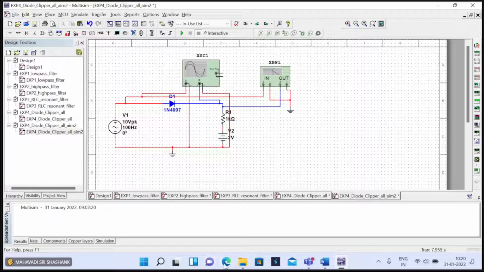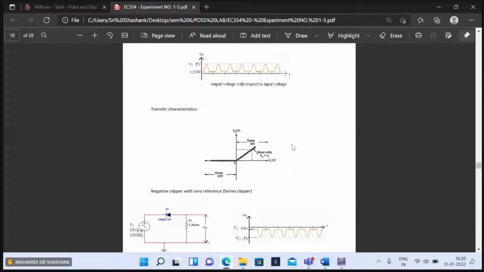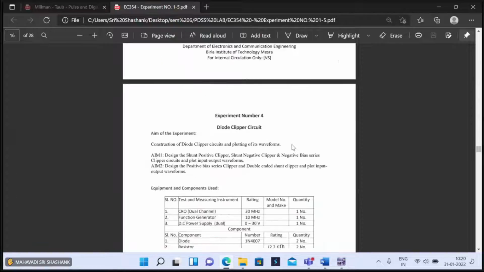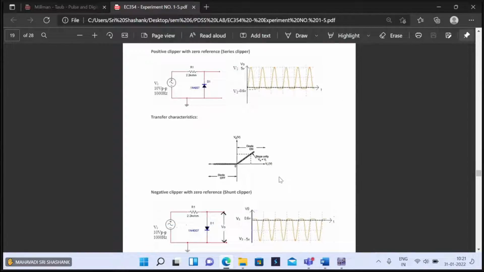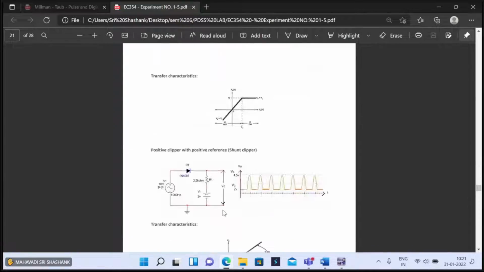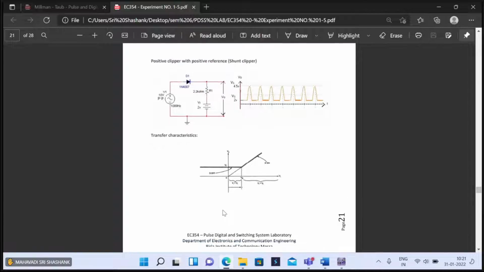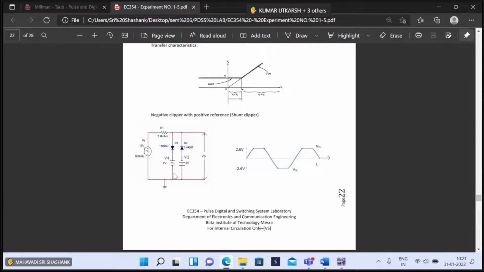What are you not getting? There was double shunt, double-ended shunt, I guess. Yes, exactly. In that you have double shunt, right? Means two reference points you have, VR1 and VR2. So what will happen? Both the positive as well as the negative side of the wave will be clipped. One side will be clipped by VR1, means the reference will be VR1 for that, and the other by VR2.